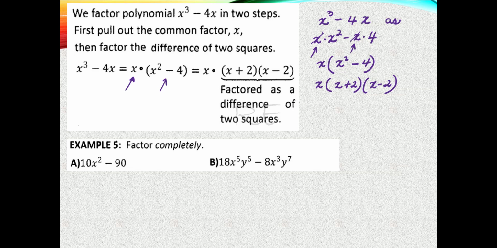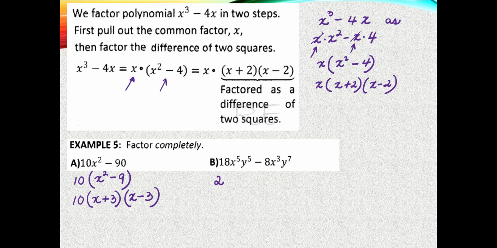First, we're going to factor the greatest common factor, and between 10 and 90 is 10. We're left with x squared minus 9, difference of two perfect squares, which we will factor again. X plus 3 times x minus 3. So the answer is 10 times x plus 3 times x minus 3.